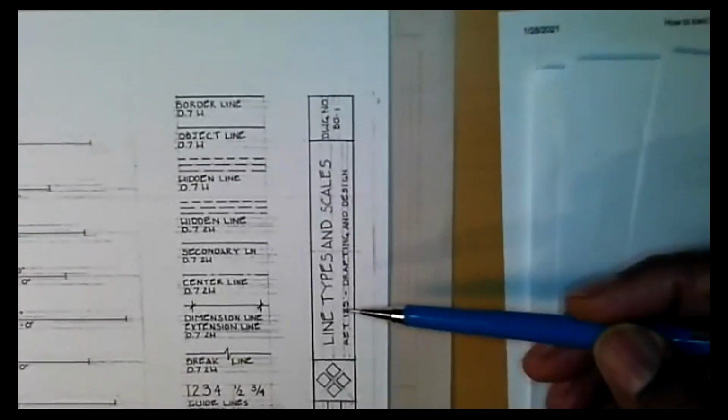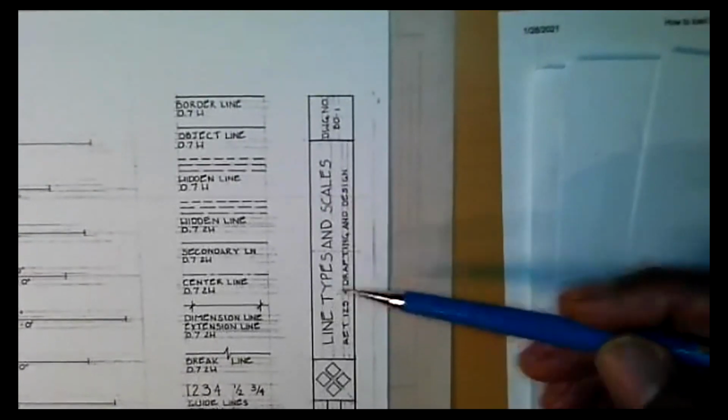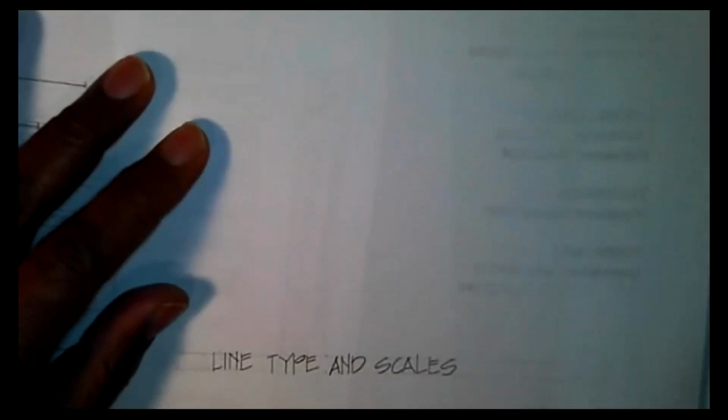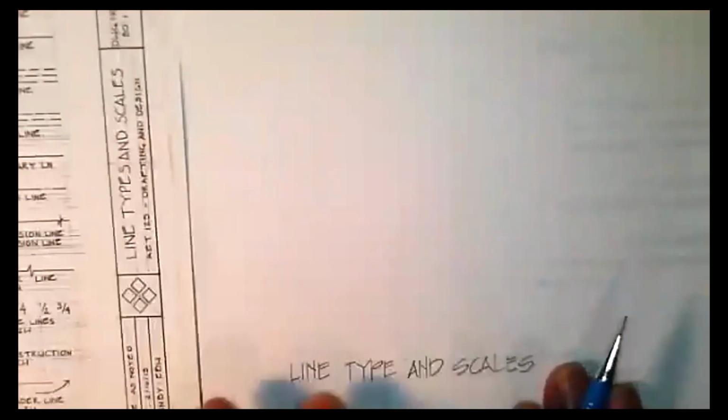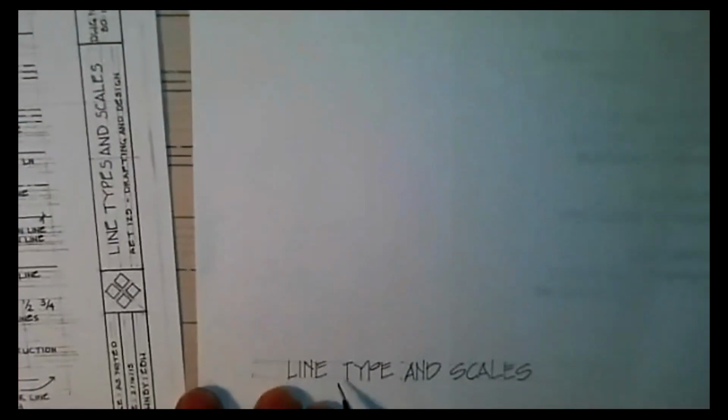Now we're here. So this is sort of a long title, right? We know that the height of the text is 1/4 of an inch. So here's a little trick I just did. I made some 1/4 inch high guidelines, and I actually wrote in the drawing title, line type. Oh, I forgot, it should be types. So make sure you add the S in there because I forgot the S. Line types and scales.